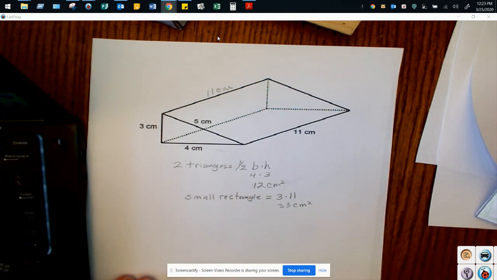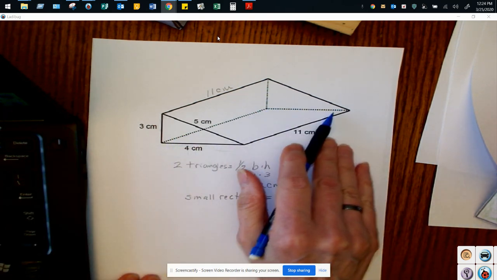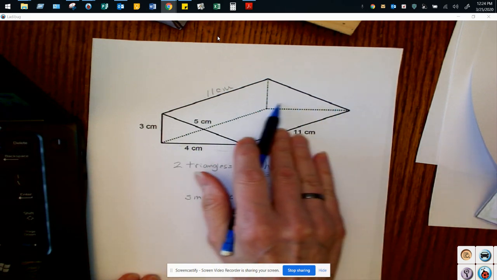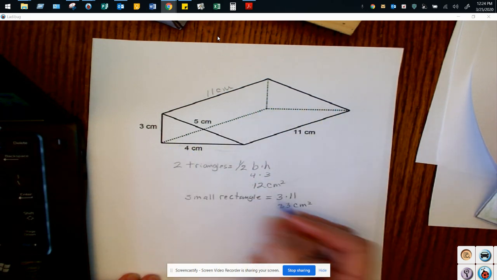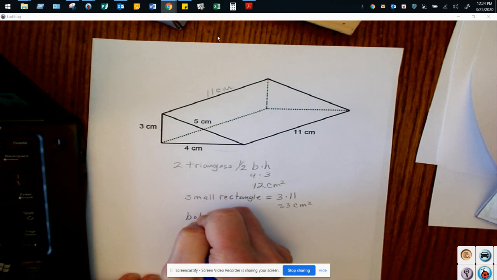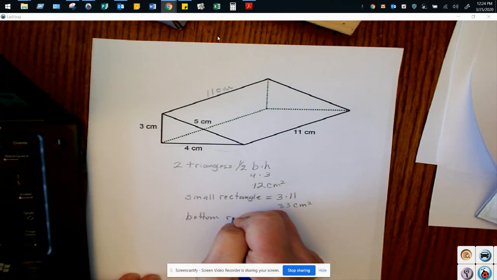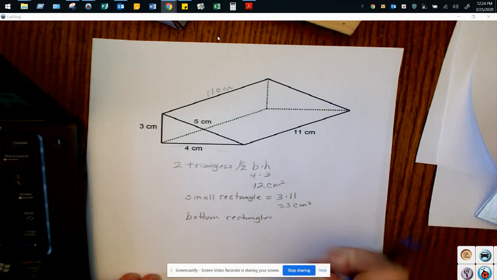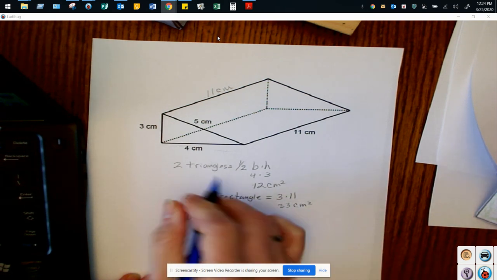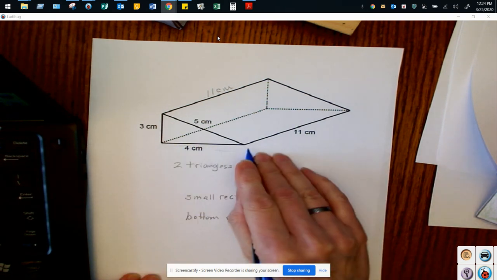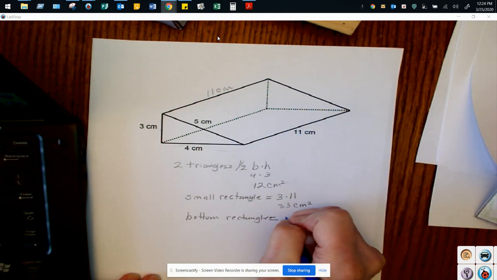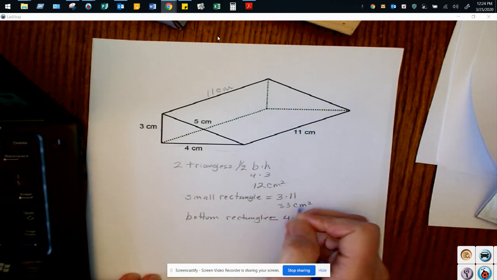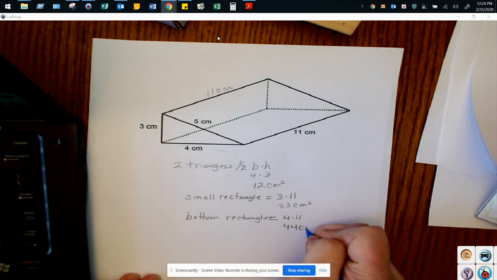Then I've got to figure out this bottom rectangle here. So I'm looking at the sides for that, and I'm going to label everything. So that bottom rectangle, I'm going to have a 4, and I'm going to have an 11 for my two sides. So I'm going to have 44 centimeters squared for that.